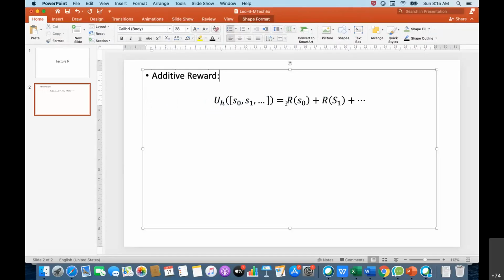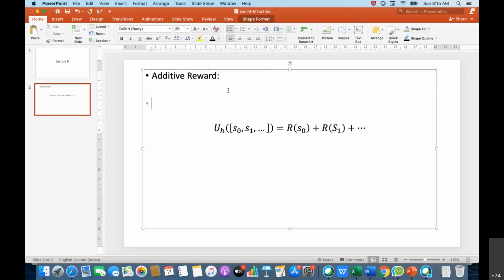You are just summing up the rewards, not only for the present state, which is S0, but also for the future states, that is S1 onward. So you are adding up all the rewards and defining the utility of that sequential decision making system. This is how you define things.